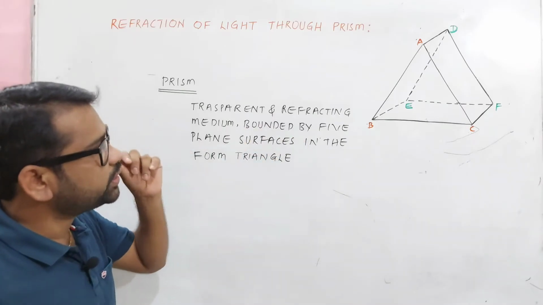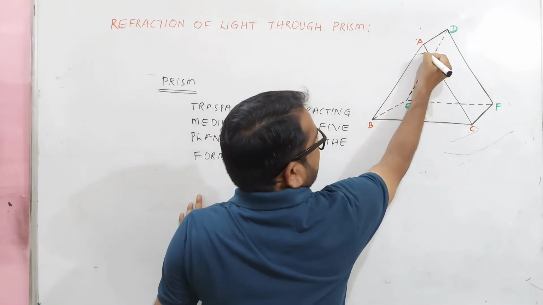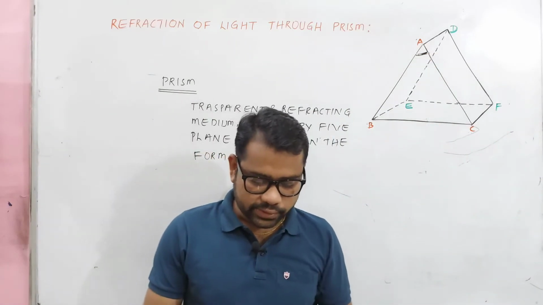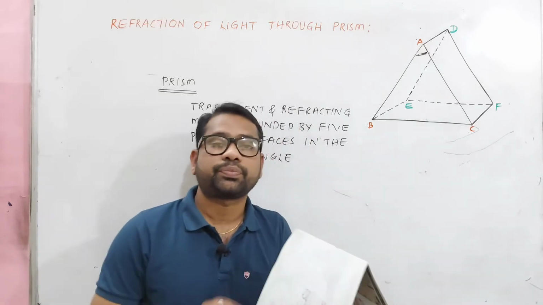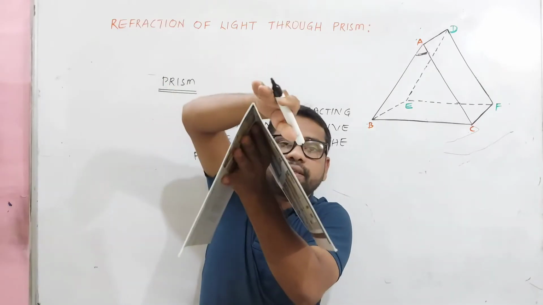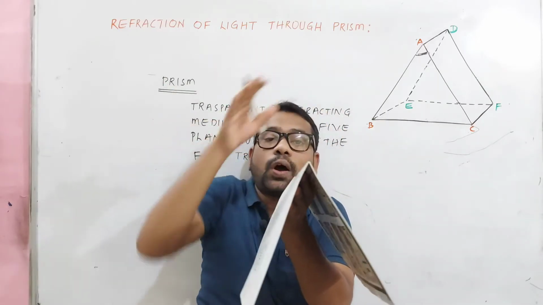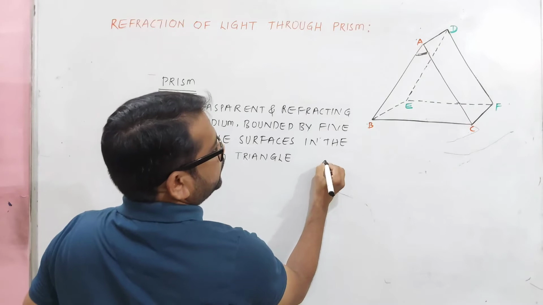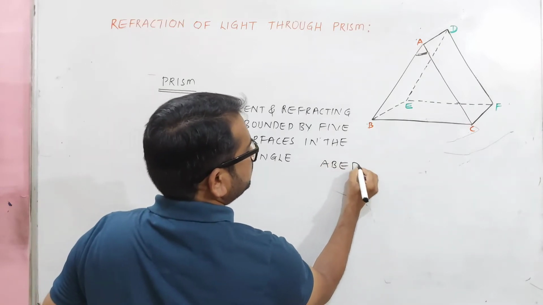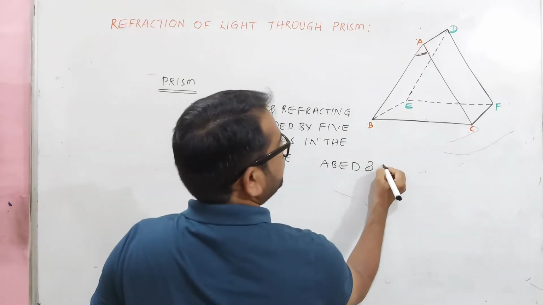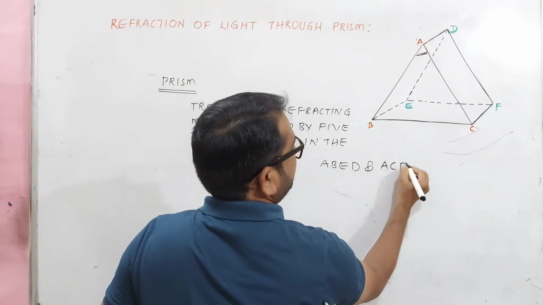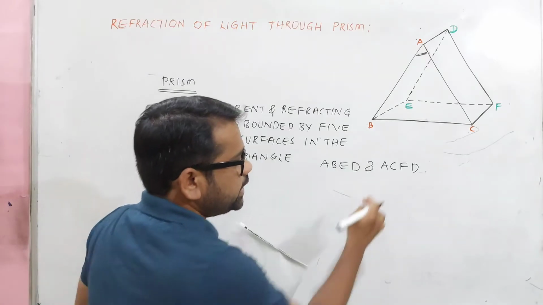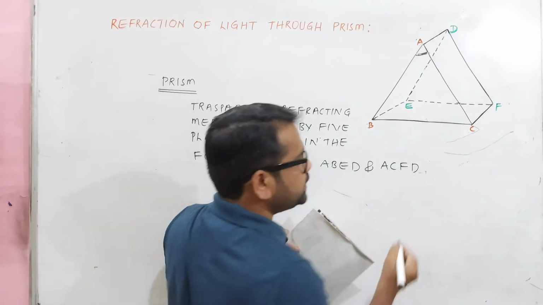Children, here you can see there is an angle, which means there is some angle between 2 refracting surfaces. So here is one side and the second side, children. These 2 surfaces are called refracting surfaces. In the picture you can see that one surface is A, B, E, D and the other is A, C, F, D. Children, look, very important. These 2 are called refracting surfaces.